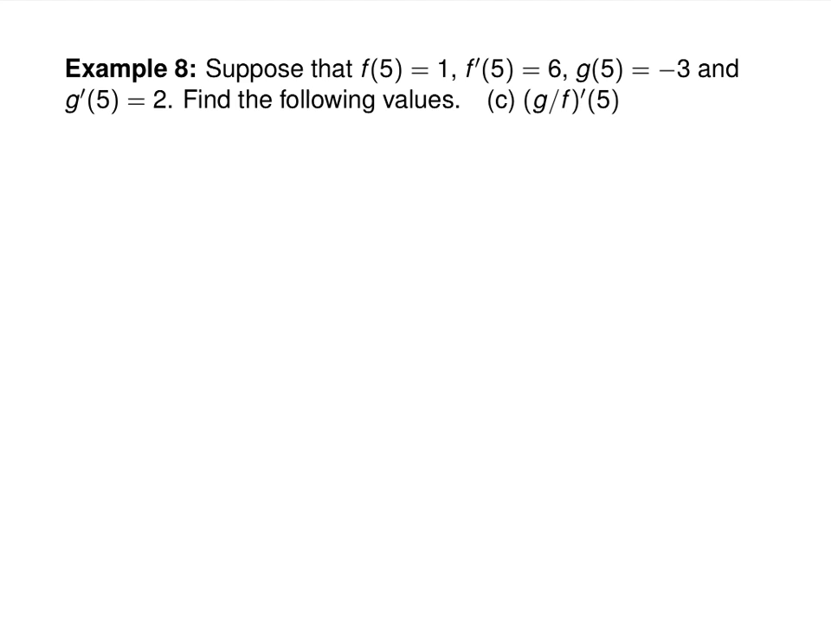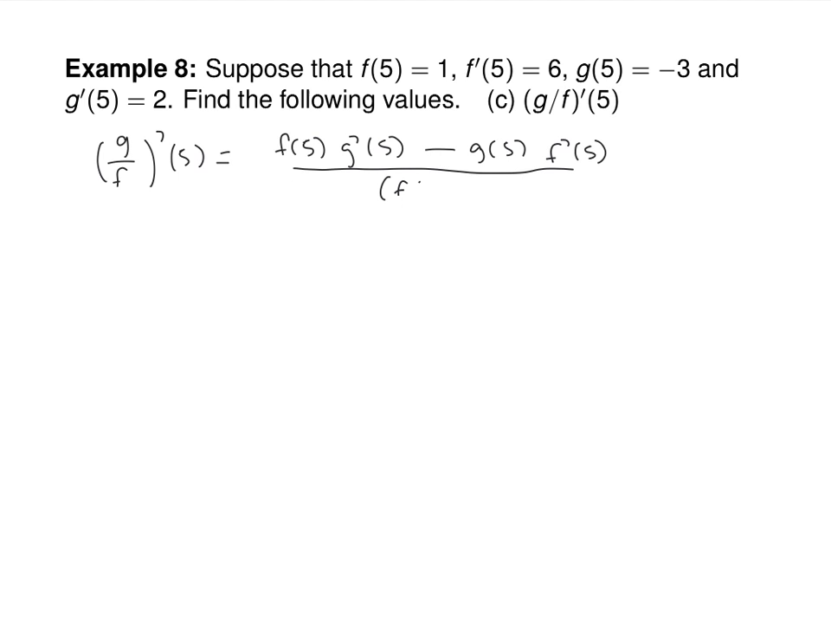G over f. It's a little bit confusing because instead of writing f over g, I wrote g over f, right? Which means the rule is, I just think it's easiest to use the low d high thing, right? So low d high minus high d low all over low squared. Rhymes are good. Then just plug your numbers in and go.